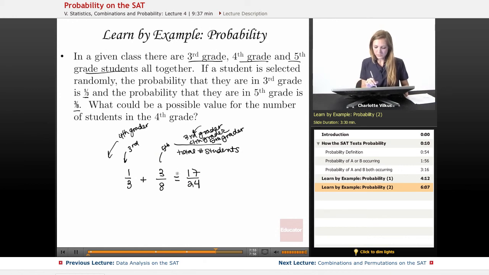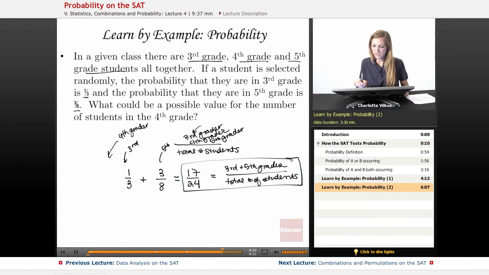So given that this is my probability, this is really 3rd and 5th graders. So that's how I could satisfy that I'm picking one of these two over the total number of students. Here, what I'm going to want to do is a little bit different, just because I don't necessarily have a value for total number of students. So I might just want to call it this value, 24.